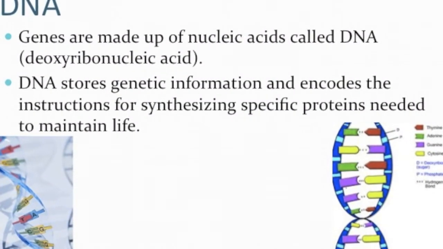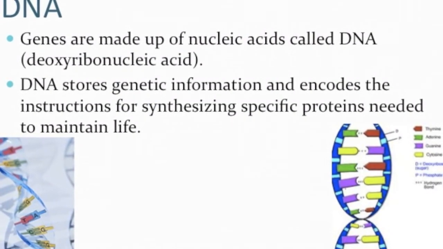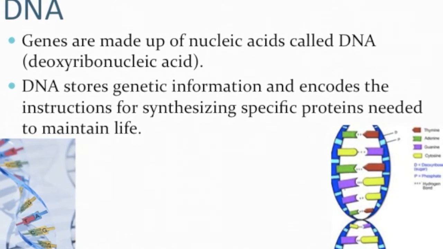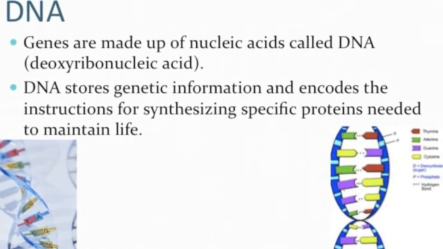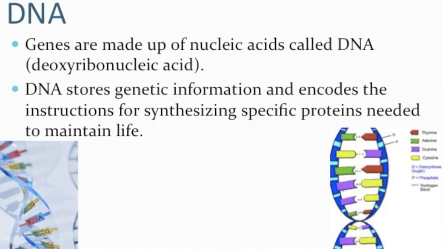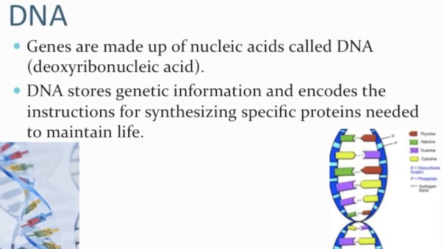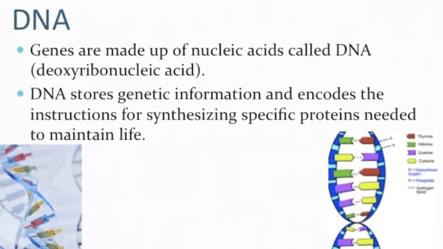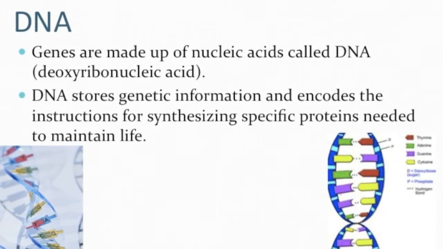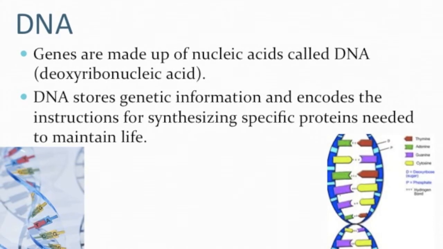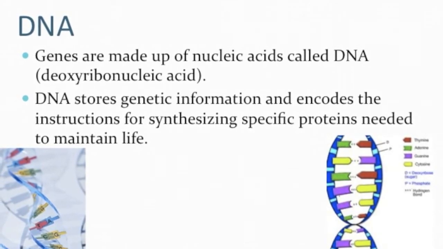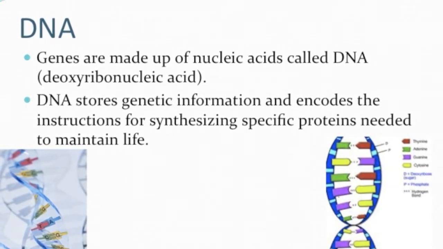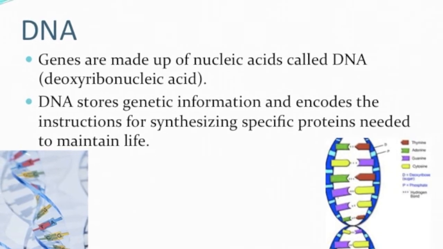Genes are made up of nucleic acids called DNA. DNA is usually a double helix and has two strands running in opposite directions. Each chain is a polymer of subunits called nucleotides. DNA also has two main jobs. It stores genetic information and also encodes the instructions for synthesizing specific proteins needed to maintain the life of an organism.